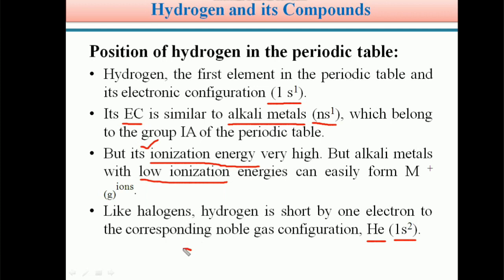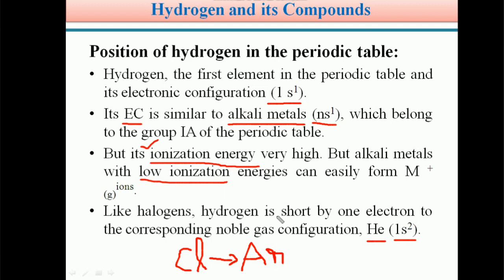Its atomic number is 17, and it is also one electron short of the nearest inert gas configuration. The electronic configuration of chlorine is 1s2, 2s2, 2p6, 3s2 and 3p5, so it is one electron short of argon. After gaining one electron, chlorine's electronic configuration is similar to its nearest inert gas, argon. Like halogens, hydrogen is also one electron short of its nearest inert gas configuration.